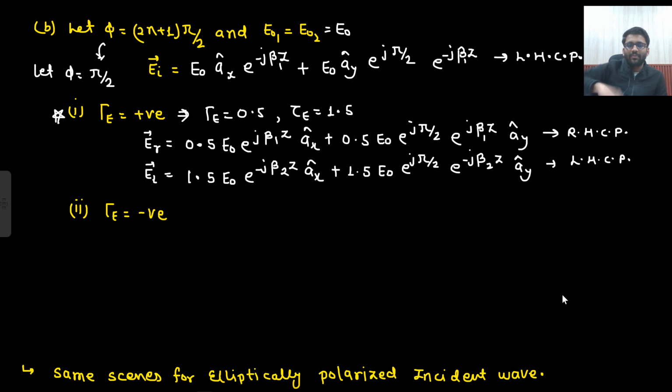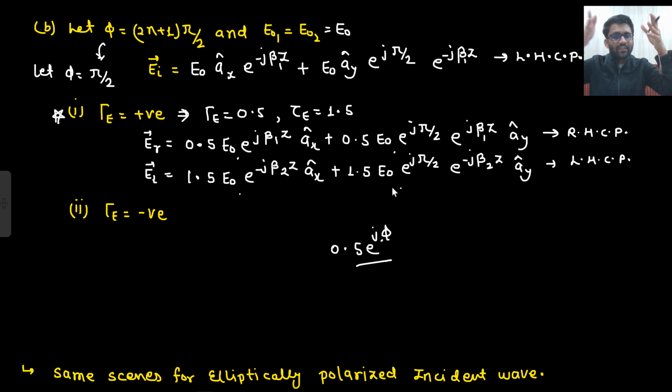Now even if the mediums were lossy, still the answer would remain the same. Why is that so? If the mediums were lossy, then what would have happened? This reflection coefficient would have some phase. But now this phase will be multiplied to this term as well. So it will not change the amplitude. Now, will it change the phase? It will change the phase, but for both of the cases. It will change the phase for x as well as for y. But the phase difference will remain the same. So even if the medium is lossy, still all the analysis remains correct.